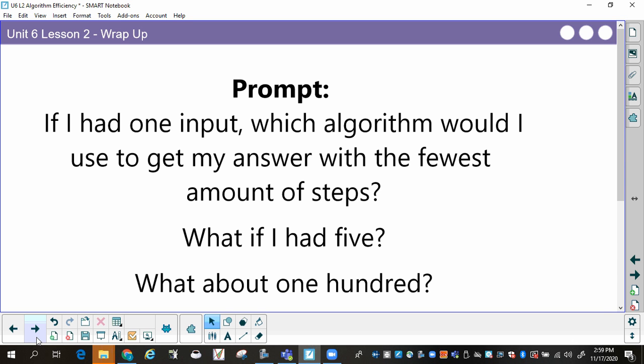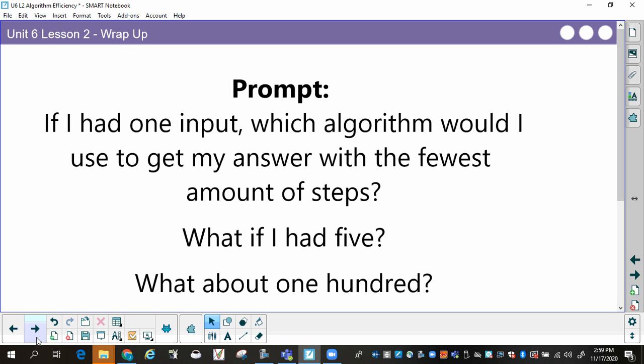As a wrap-up, if I had one input, which algorithm would I use to get my answer with the fewest amount of steps? Well, if I had one input, I'd just use linear. It's the easiest one. I don't have to figure out a middle one. Just boom, done. What if I had 5?